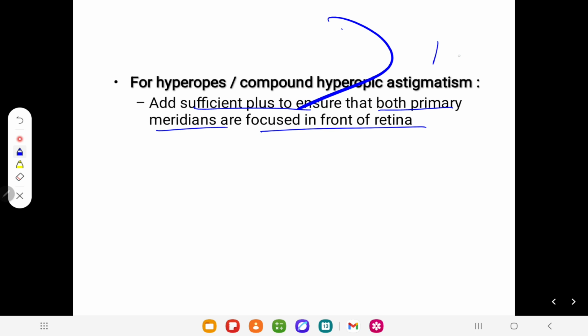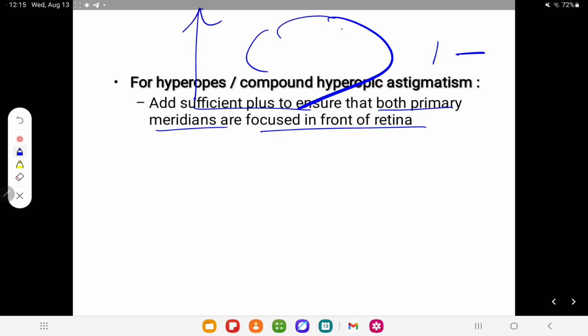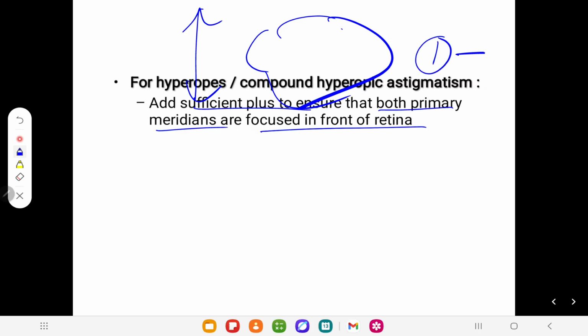In case of compound hyperopia, that means both meridians are away from the retina, you have to put such a strong plus so that both meridians, not just this meridian but also this meridian, are in front of the retina. That's very important.